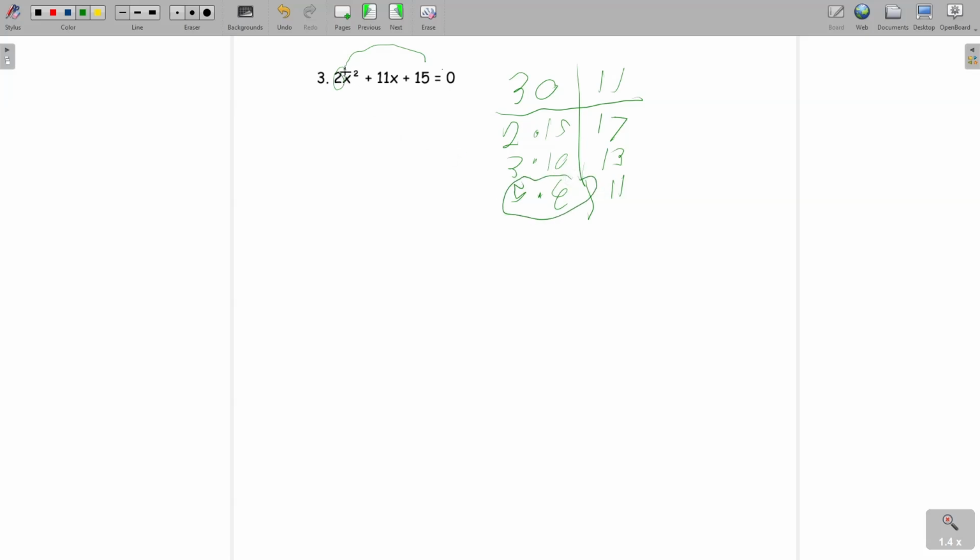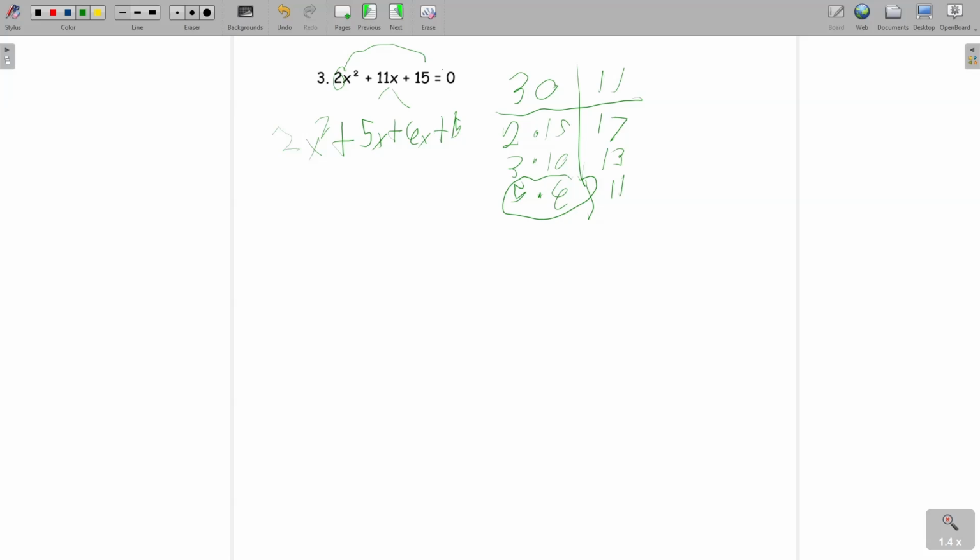But what's different here is because we have this 2 here, we're just going to split these two numbers in here. So our equation is going to be this: 2x squared plus 5x plus 6x, right, our two numbers, plus 15. Pretty terrible 15, I have to do.